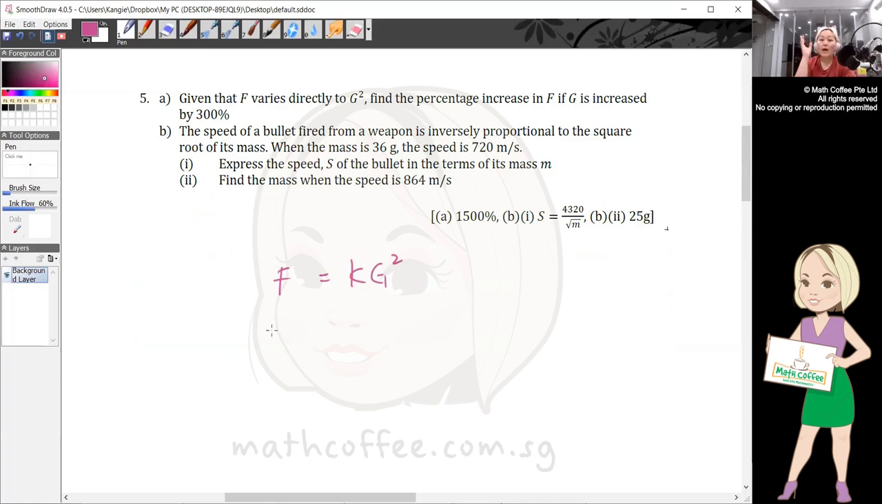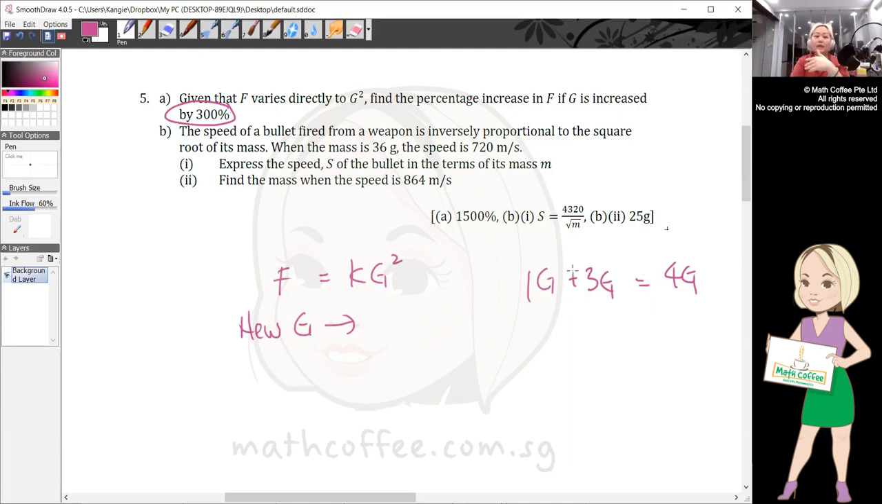Okay, so what is my new g? Because it mentioned that g is increased by 300%, it means that originally it is 1G, correct? It increased by 300% means it increased by another 3G. So that means my new G becomes 4G. Okay, common mistake over here is what? Common mistake is students see that increase by 300%, then they will say that the new G is 3G.